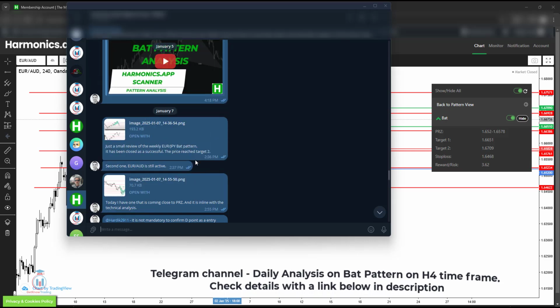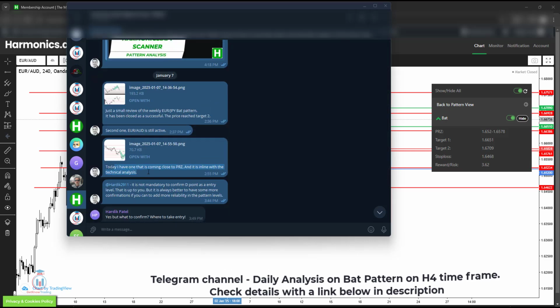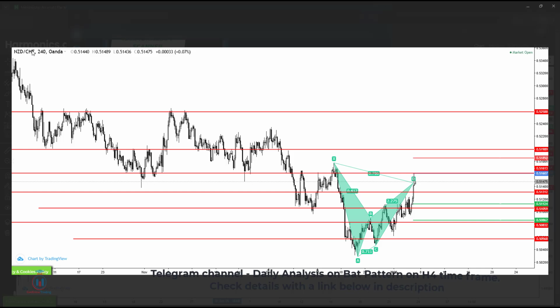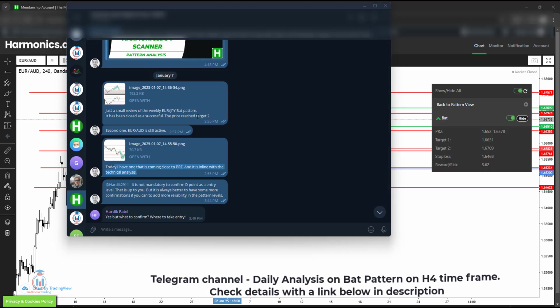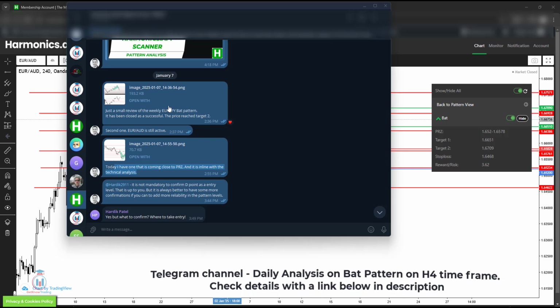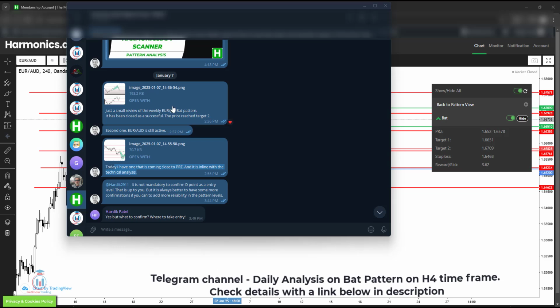Now, the third one I mentioned was also mentioned inside the Telegram group with the traders. You can see that here. Today I have one that is coming close to the potential reversal zone. It was New Zealand dollar against CHF on the 4-hour time frame, indicating a decline in value, where the first take profit would be around 0.51 and 0.50. This one was shared for the gold members, so if you would like to be inside the Telegram group, feel free to join the gold membership.